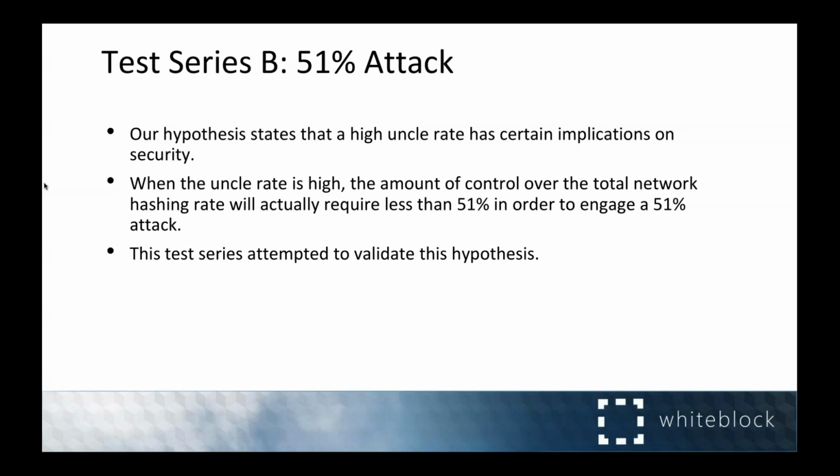We wanted to test a 51% attack and validate the results of our test series A. So we wanted to simulate a 51% attack. Our hypothesis was that a high uncle rate has certain implications on security. When the uncle rate is high, the amount of control over total network hashing rate required actually is less than 51%. So we wanted to validate that. Our hypothesis was it was less than 51%.